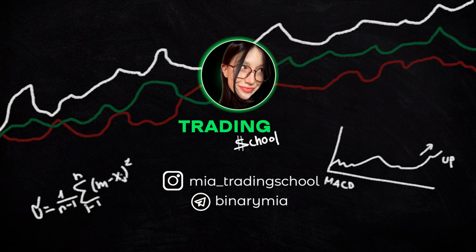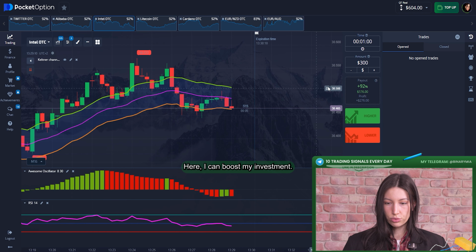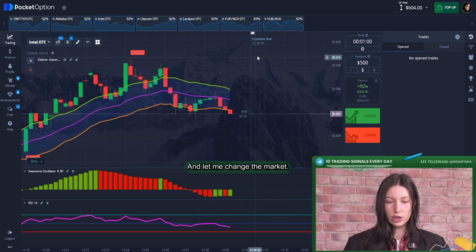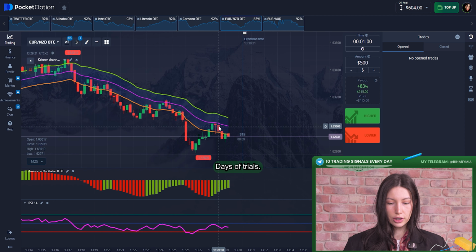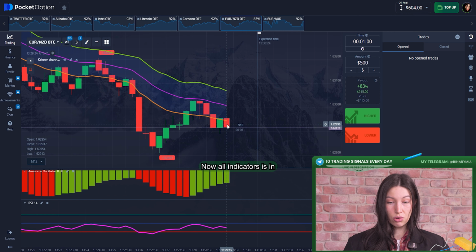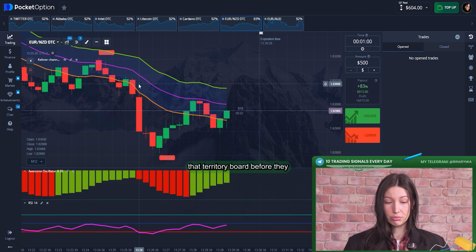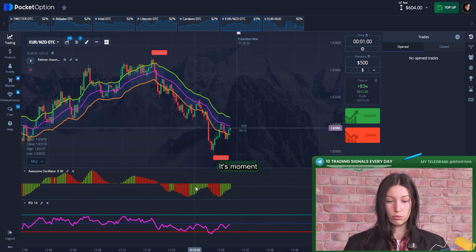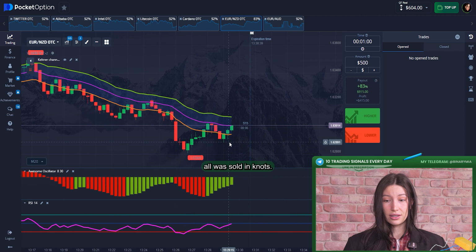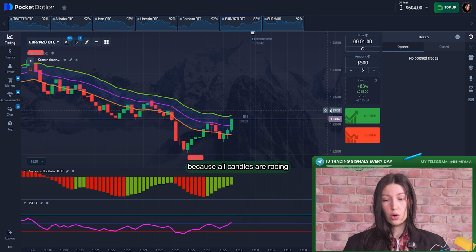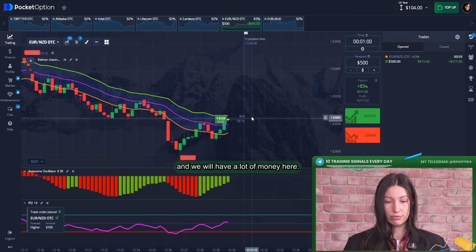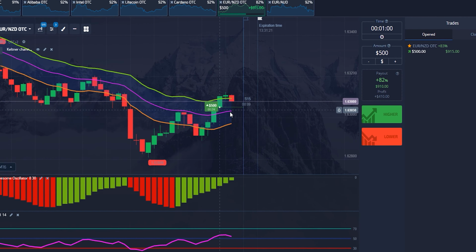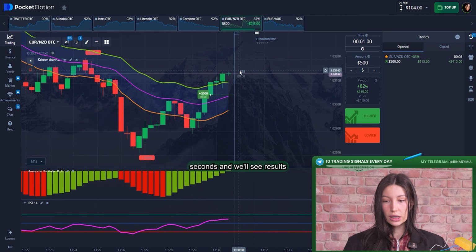Okay, here I can boost my investment to $500. That's fine. Okay, and let me change the market. This picture looks great. I can notice that right now all indicators are in negative territory, but before, I'm talking about the RSI actually, it was at the lowest level of its moment. That means that the price was oversold enough. So it's time to click on up because all candles are rising and we will have a lot of money here. So let's wait. A few seconds and we'll see the results.